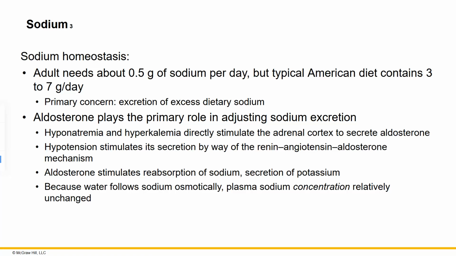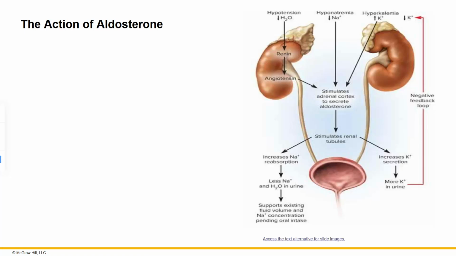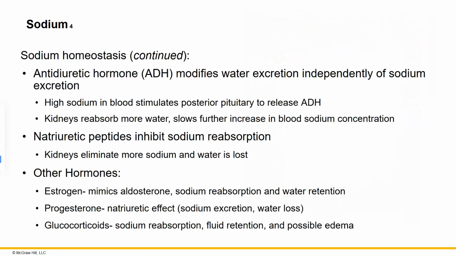Hypotension stimulates the secretion by way of the renin-angiotensin-aldosterone mechanism. Aldosterone stimulates reabsorption of sodium and secretion of potassium. Because water follows sodium osmotically, plasma sodium concentration is relatively unchanged. And here's a diagram that shows the action of aldosterone. Antidiuretic hormone modifies water excretion independent of sodium excretion. High sodium in the blood stimulates the posterior pituitary to release ADH. Kidneys reabsorb more water, which slows further increase in blood sodium concentration.